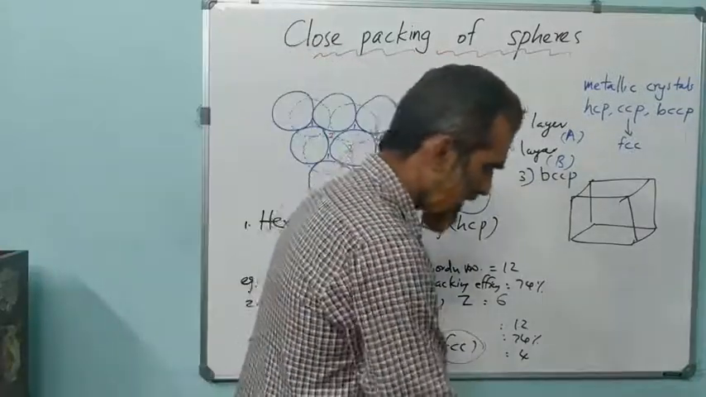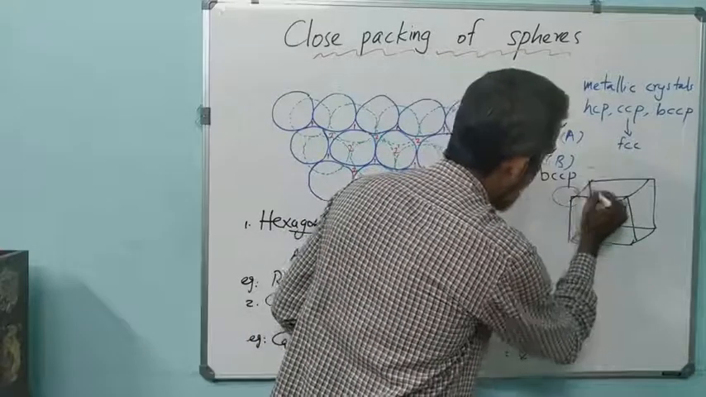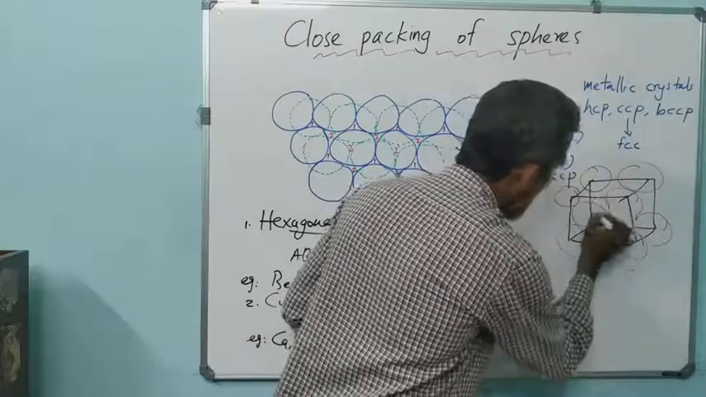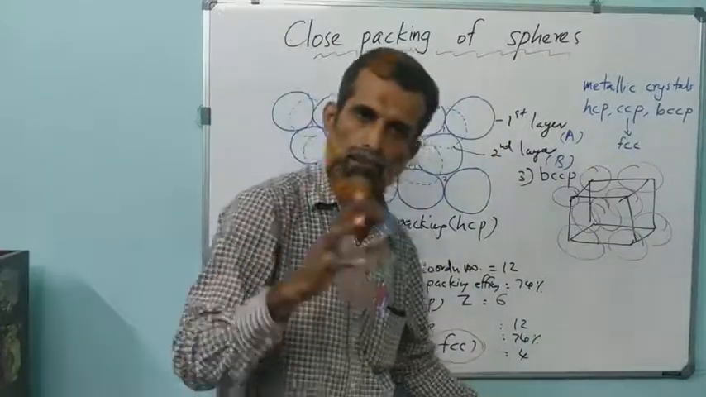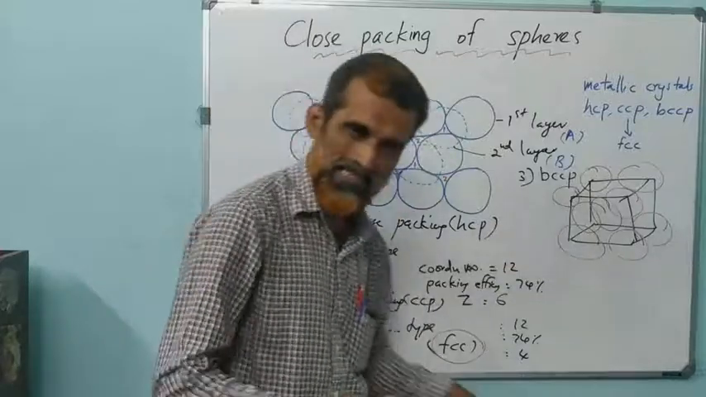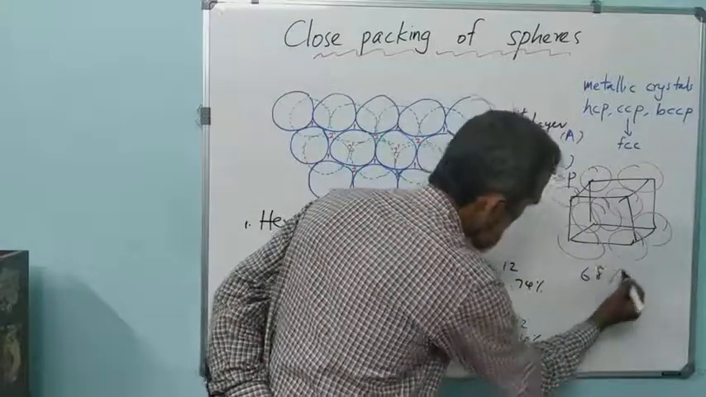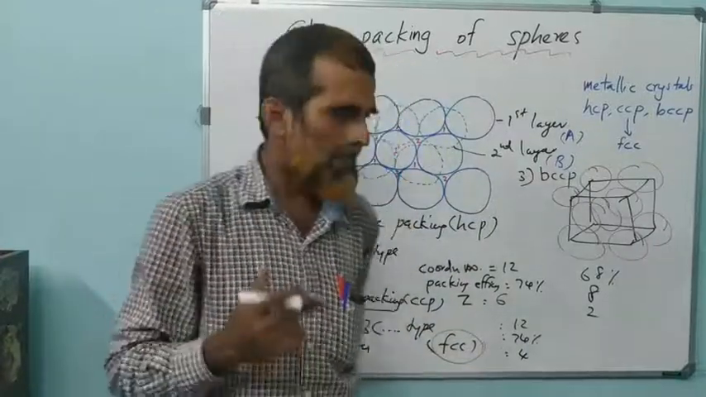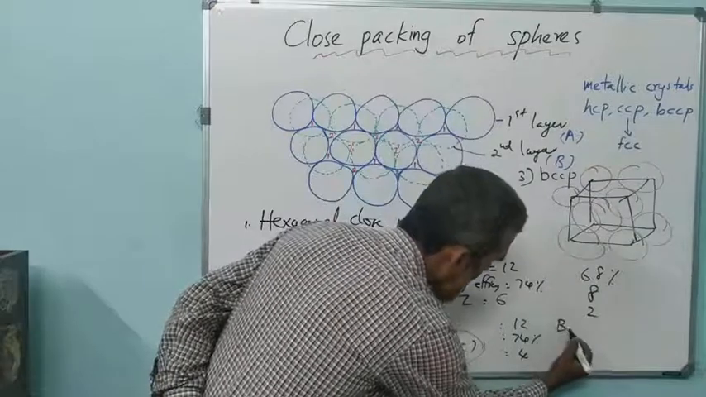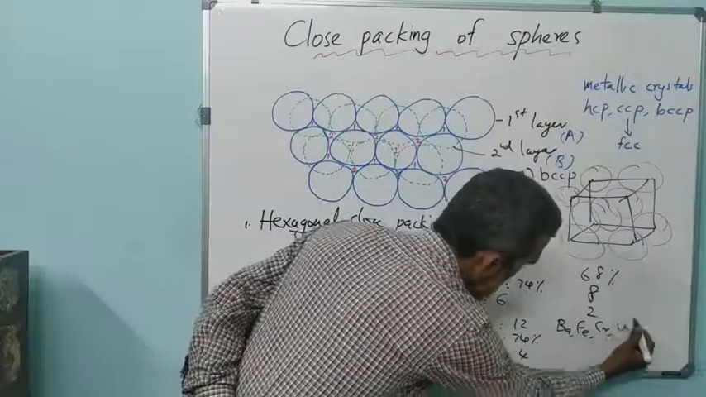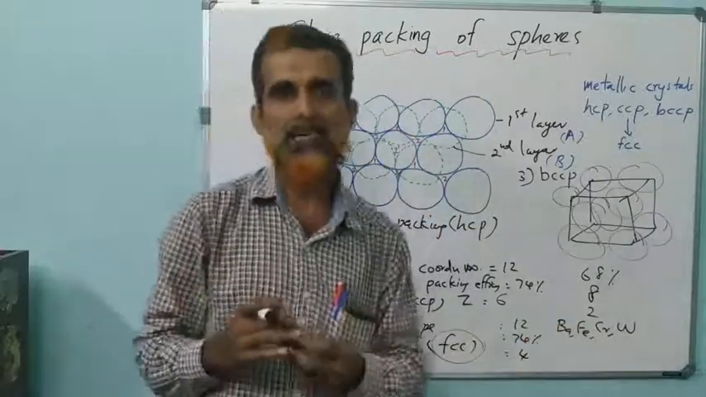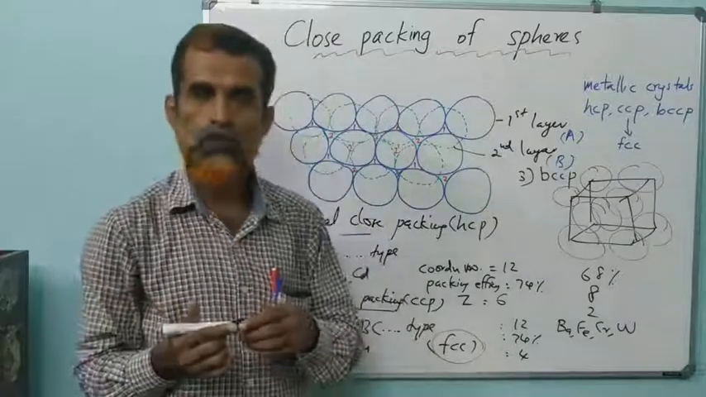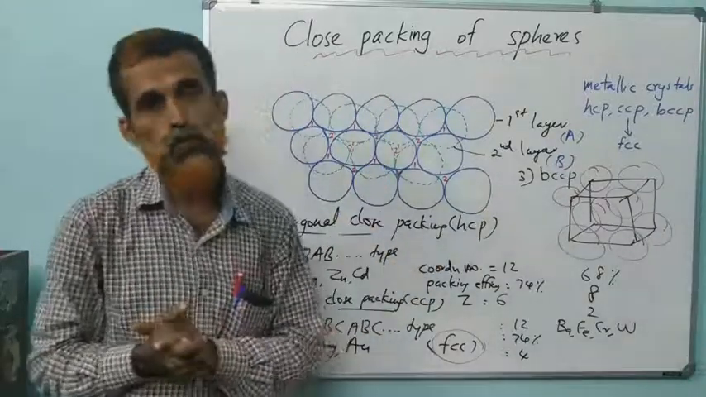Here the particles are all at the corners. Of course, they'll be touching each other. I'm not showing exactly as it is, and there will be one particle at the center also. So it is having a BCC arrangement, and in BCC, packing efficiency is less. It's only 68%. Coordination number is only 8. Effective number of particles is only 2. Naturally, it is less efficient. That is why metals like barium, iron, chromium, tungsten are found to be much lighter, density is less because of this reason, because they are not having this arrangement, but they are having body centered cubic close packing. So that's about different types of close packing in metallic crystals.